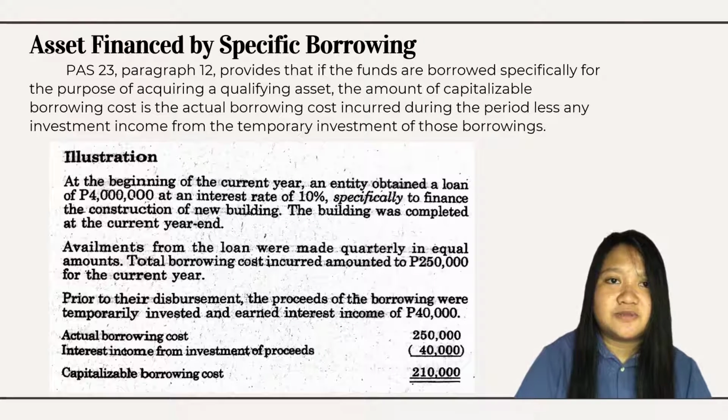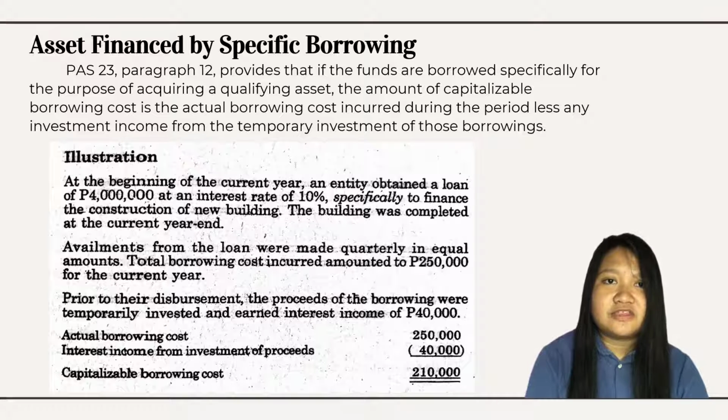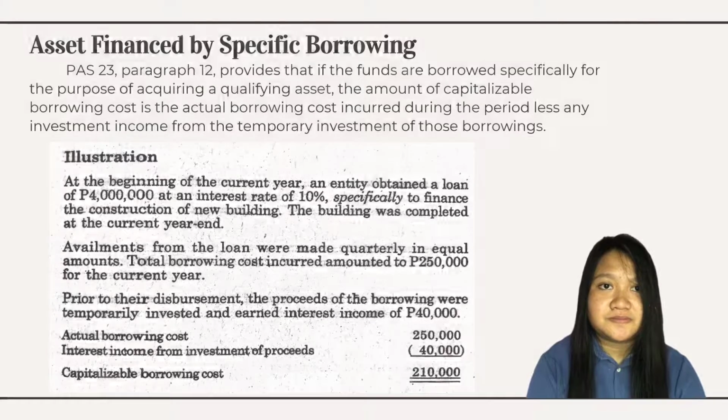Prior to their disbursement, the proceeds of the loan were temporarily invested and earned interest income of 40,000. So the actual borrowing cost is equal to 250,000 less the interest income from the investment of proceeds, which is equal to 40,000, so therefore the capitalizable value of borrowing cost is 210,000.